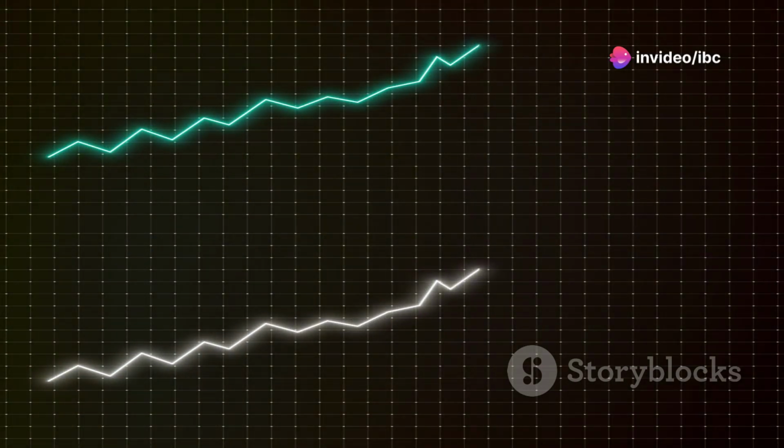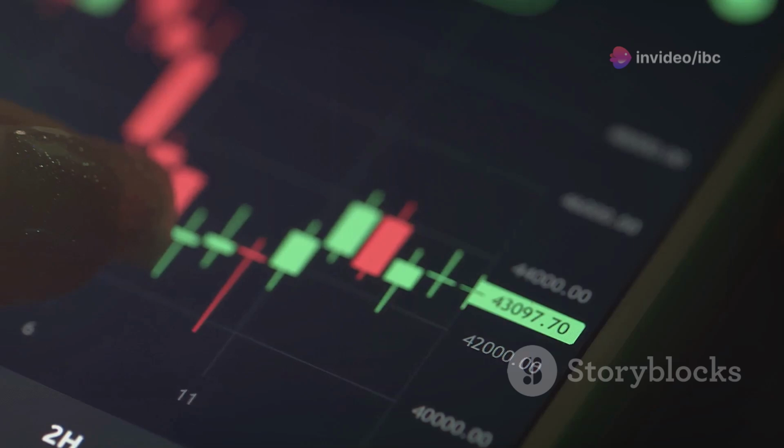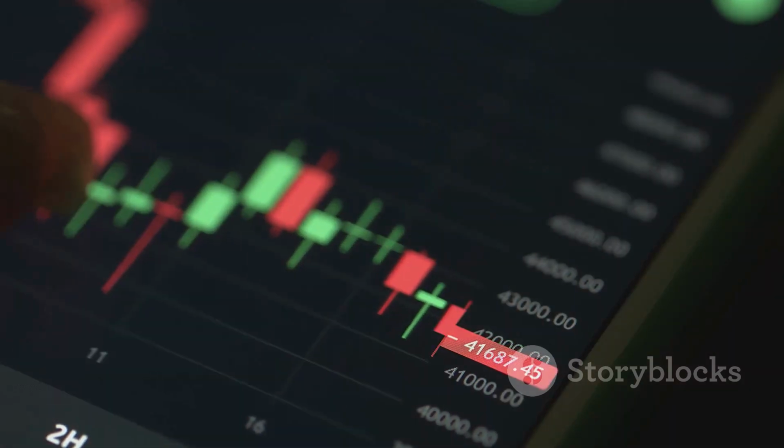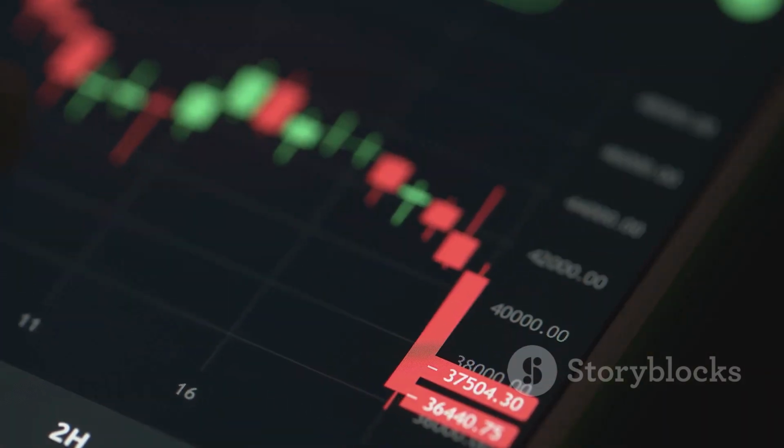When the price touches the upper band, it's often overbought, a potential sell signal. Touch the lower band and it's oversold, a potential buy signal.